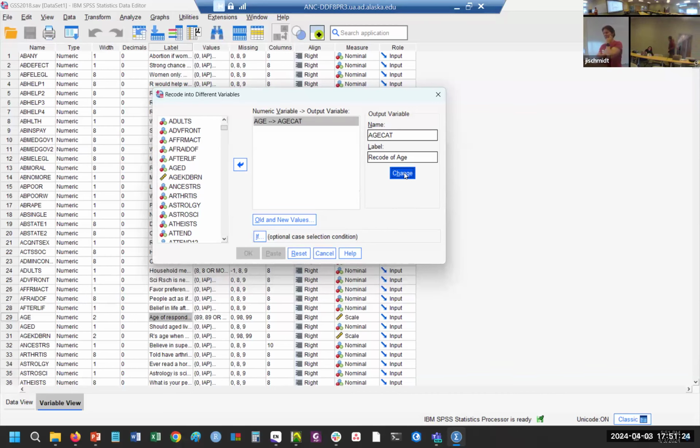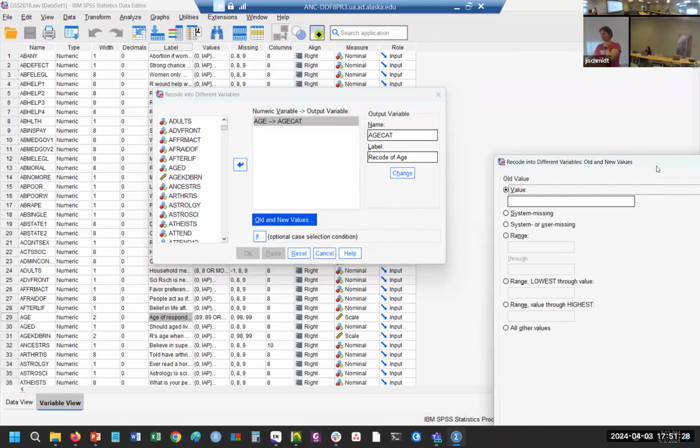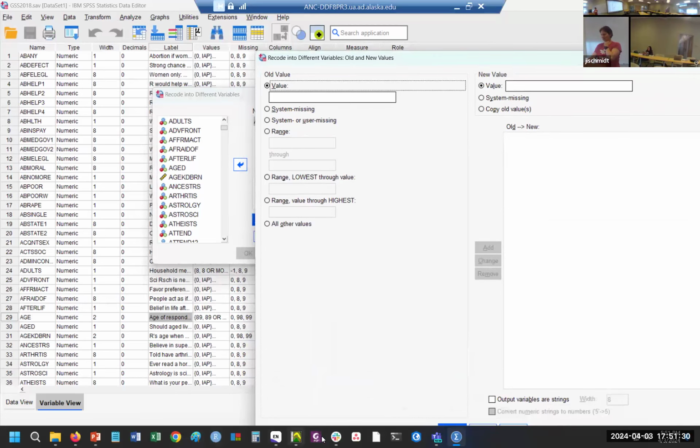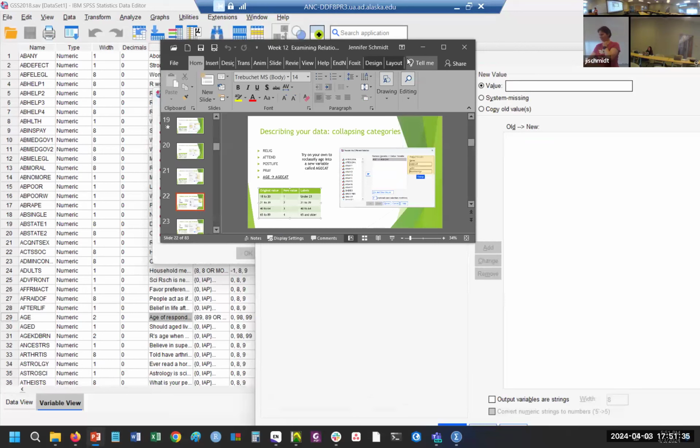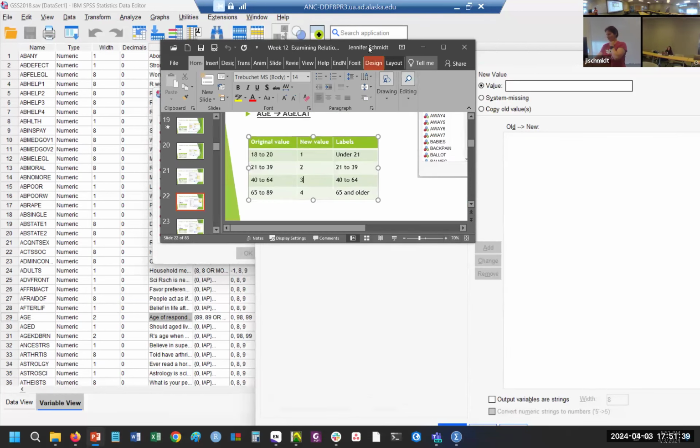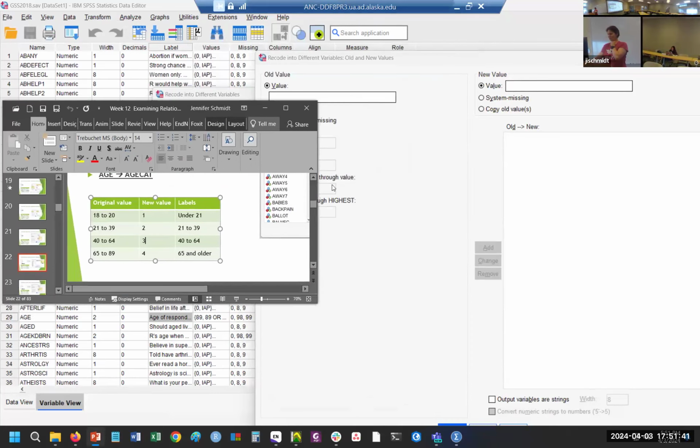Okay. All right, so then you click old and new values. And I'm going to put my PowerPoint up here, collapse it here. That way you can see what I want you to recode. So I want you to work on recoding it based on what I'm telling you to do here, okay?